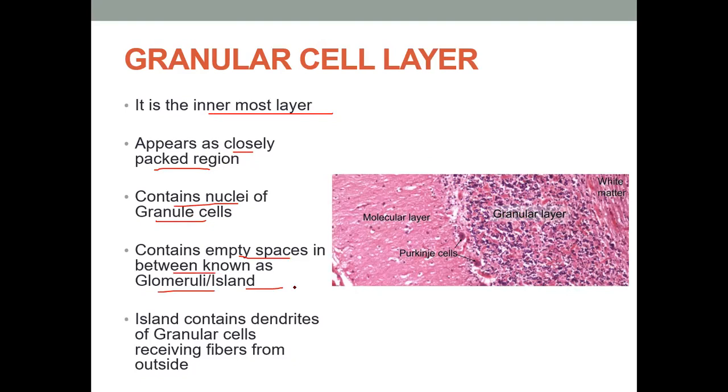They are known as the glomeruli of the island. As you can see, the white spaces here. These are the glomeruli of the island, and these islands contain the dendrites of the granular cells that receive fibers from the outside.